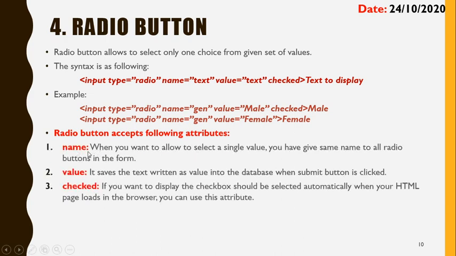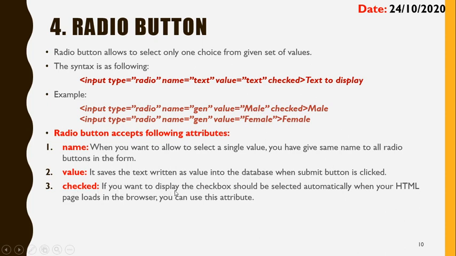So look here, name. When you want to allow a single value, you give the same name to all radio buttons. It means you refer to the radio buttons by name, and this name should be the same for all of them. If you have mentioned five radio buttons, then all the names should be the same, and the value can be a different value. It means the text that is saved in the database.